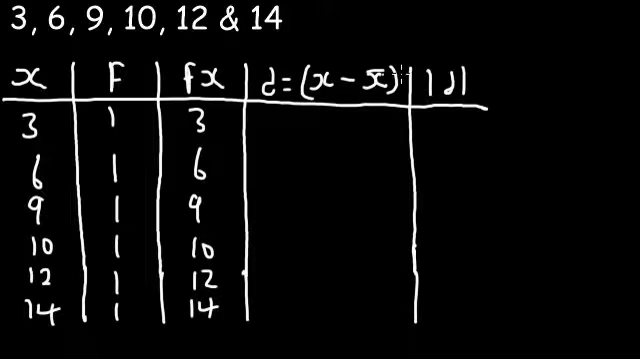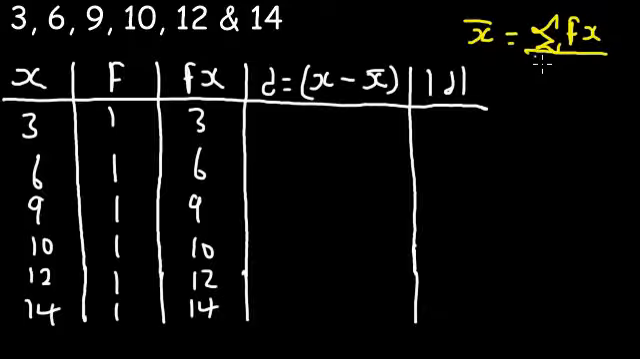Now, to find x bar, what formula helps us do that? Since the distribution is ungrouped data, it's a population, as you can see given the numbers of the distribution. So x bar will be equal to the summation of the frequency times mark, divided by the summation of f.